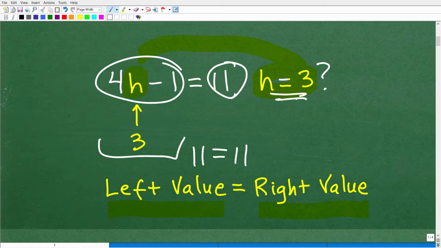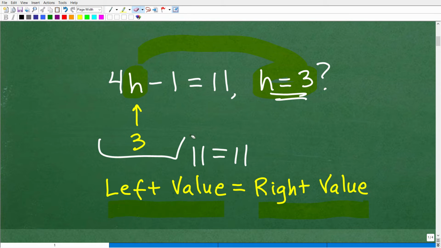to verify or check a solution in an equation. So if you want to go ahead and do this, I'm going to give you an opportunity to do this on your own, but I'm going to talk about something that students don't do that gets them in trouble when they're checking solutions to equations. So go ahead and verify this right now. Is indeed h equal to 3 the solution to this particular equation? Let's go ahead and take a look at that right now.